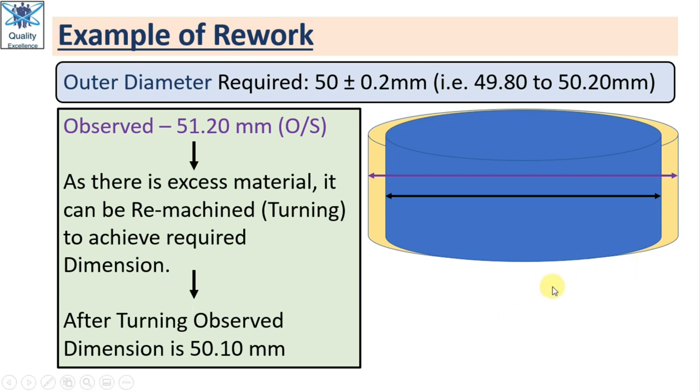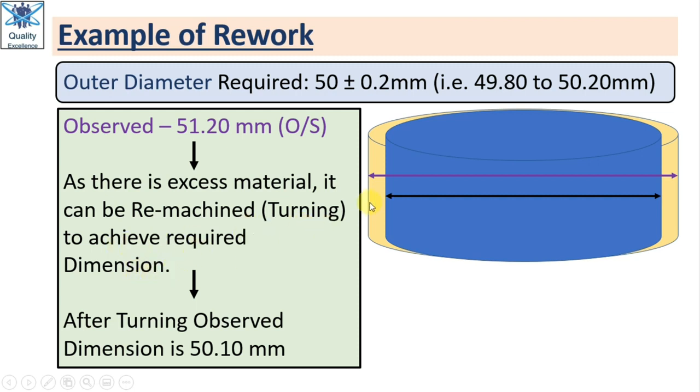You can see here, as there is some excess material, there is a chance of removing this material and we can make it as per the customer requirement. So as there is excess material, it can be remachined or turned to achieve the required dimension.